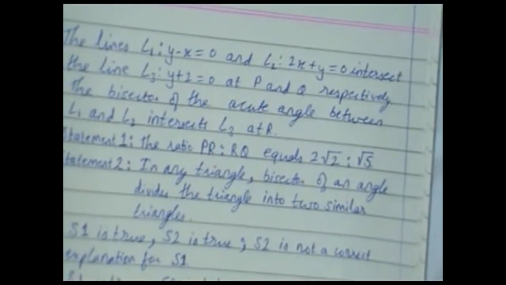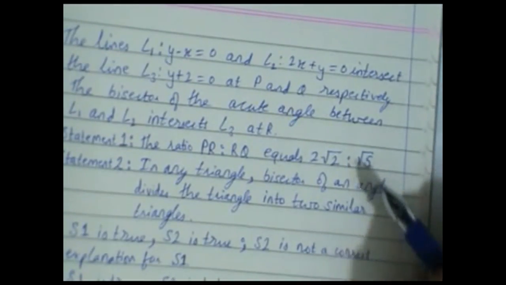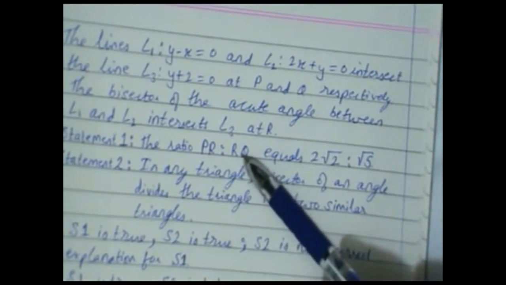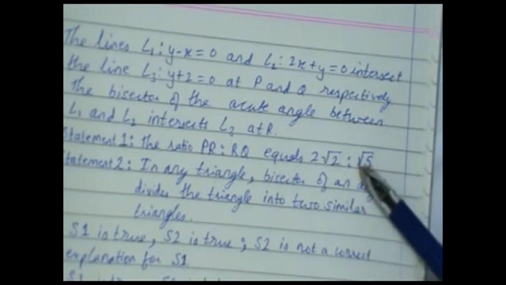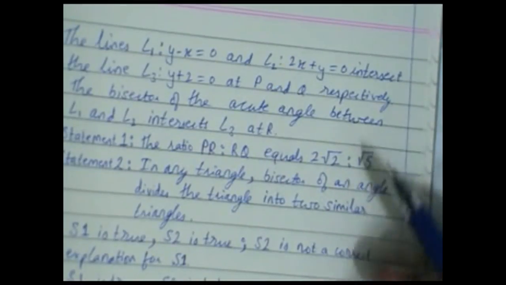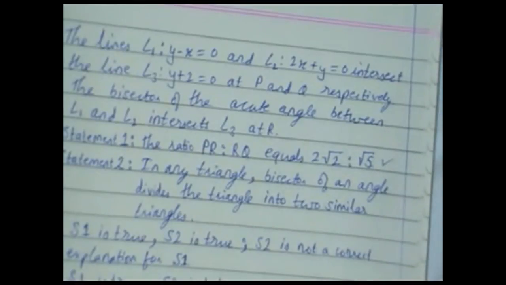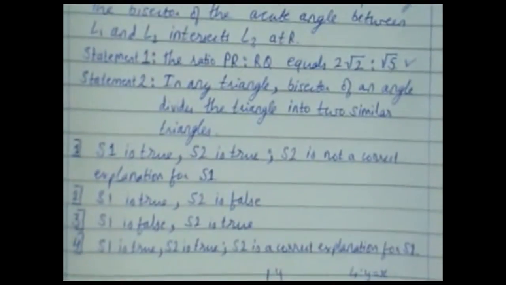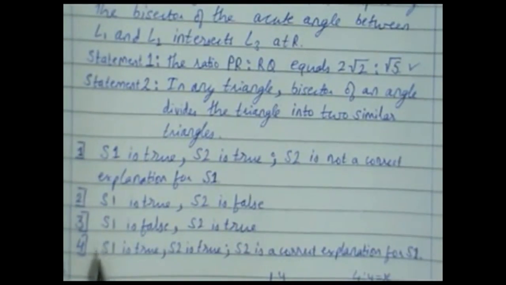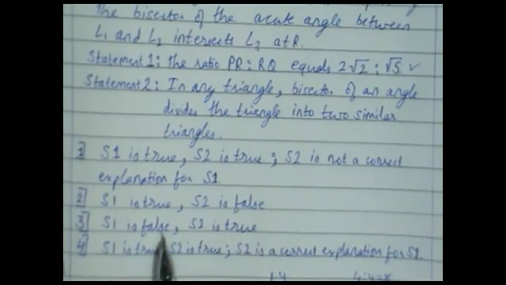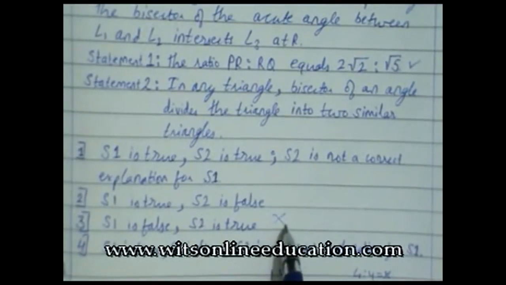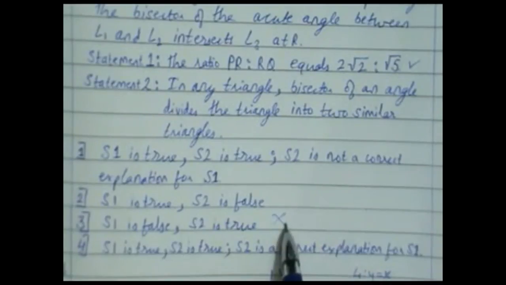Now let us look at statement 1. This says that ratio PR upon RQ is 2 root 2 upon square root of 5. So this statement is correct. Now we will see the options. Option 3 says that S1 is false. So this is obviously an incorrect option.